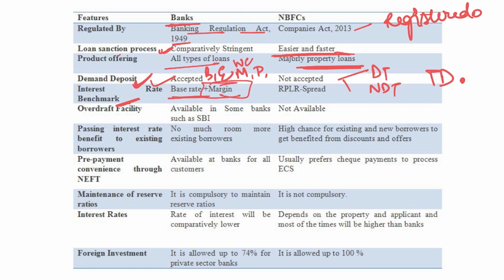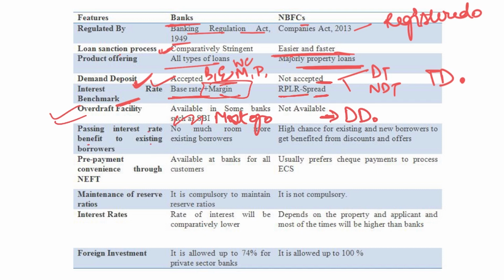And now, how do NBFCs decide their interest rate? In the case of NBFCs, it is RPLR, that is retail prime lending rate, and whatever spread they want to keep. Overdraft facility, yes, it is available with most of the banks now. It is wrongly mentioned; most of the banks give it. With NBFCs, it is not available, and the reason, if you try to think, is that they do not take demand deposits. So how could they provide the overdraft facility?